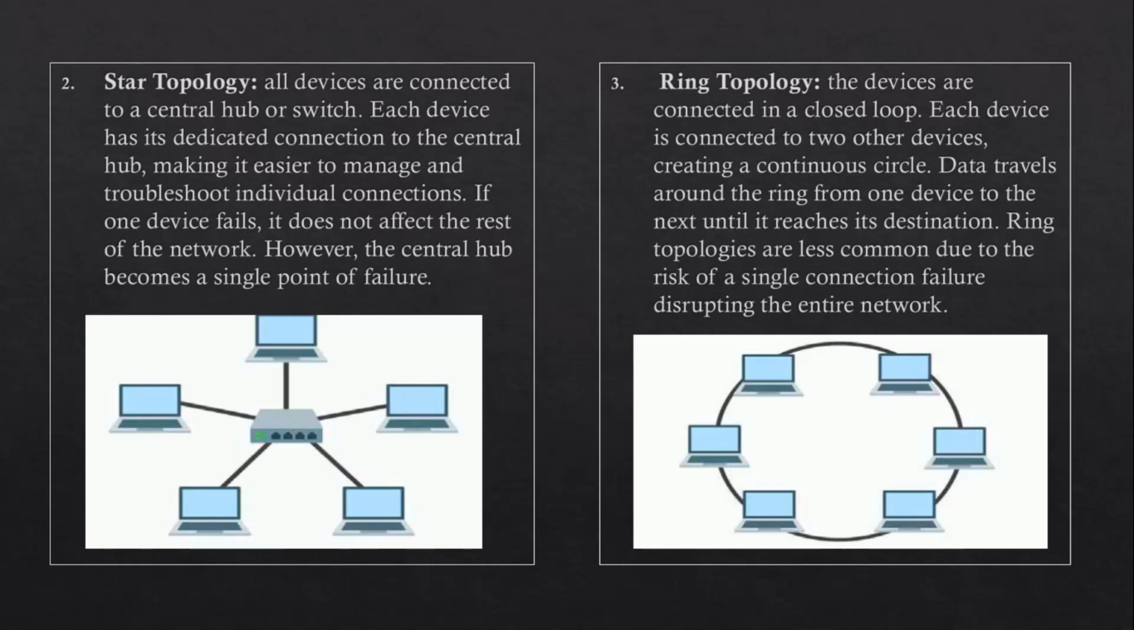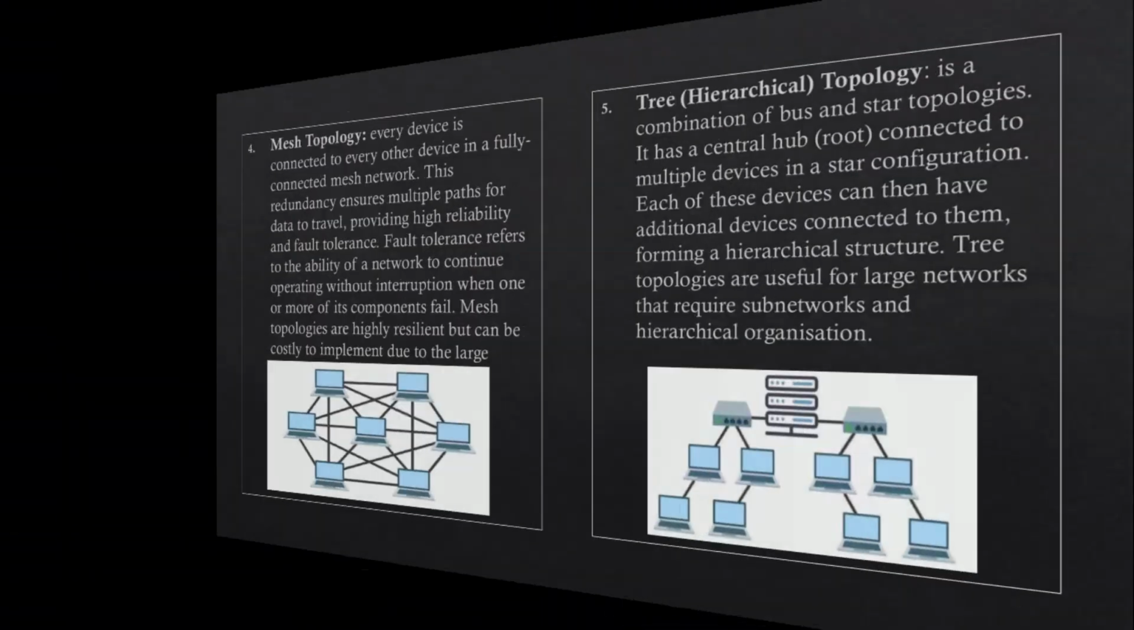Now the third one, which we'll talk about, is the ring topology. The devices are connected in a closed loop. It's more or less like the bus topology, but this one is a closed loop, and each device is connected to at least 2 other devices. Data travels around the ring from one device to the other until it reaches its destination. Now, ring topologies are less common due to the risk of a single connection failure disrupting the entire network. When the connection fails, it disrupts the entire network, making communication halt.